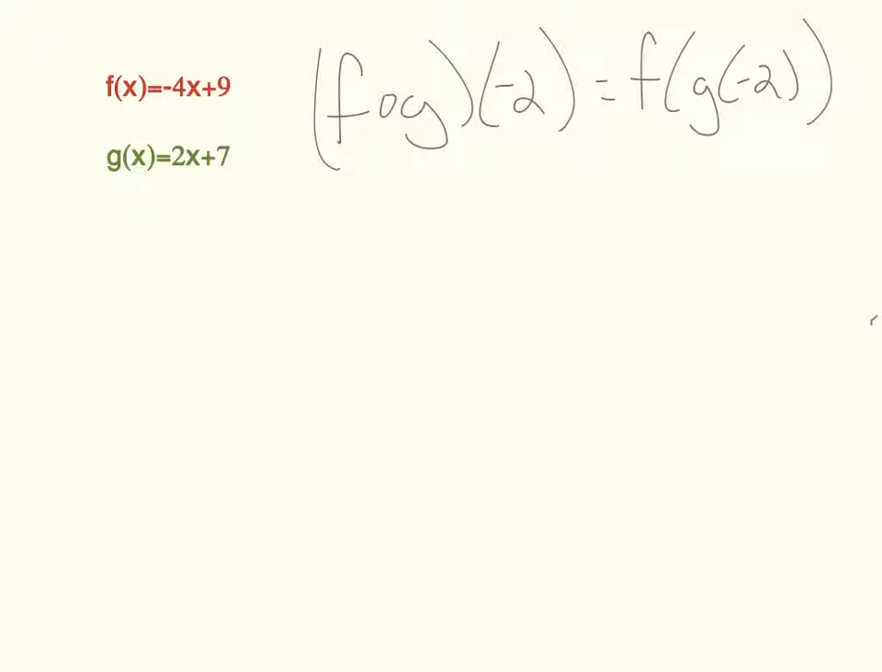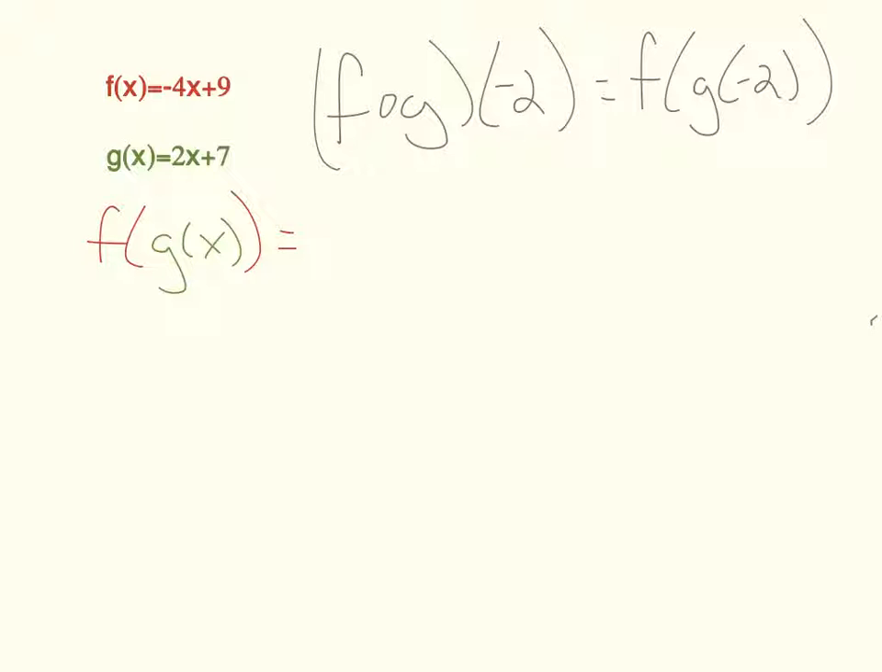Okay, so there's a couple different ways to think about this, and both of them are correct. So when I do f of g of negative 2, I'm going to do it one way, and then when I do g of f of negative 2, I'll do it a different way. Okay? So the first way to do it is to simply find what f of g of x is first. Okay, so let's do that.